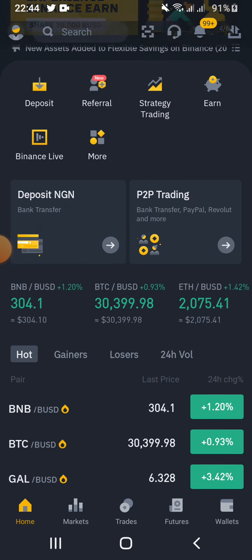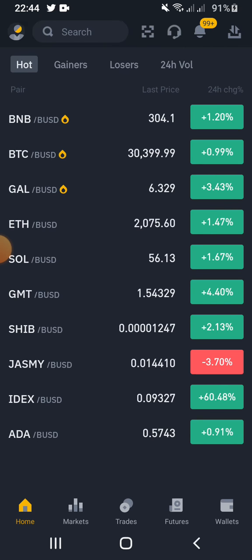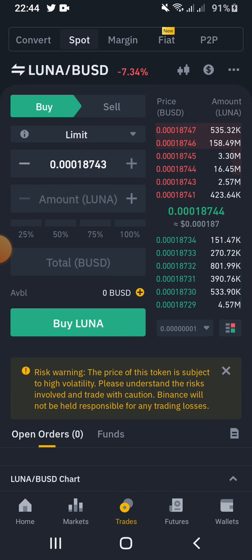Now for the long term, I've come to understand that spot trading gives you the opportunity to buy an asset. You can buy and hold an asset on the Binance platform until it appreciates in value, where you can now sell it for profit.